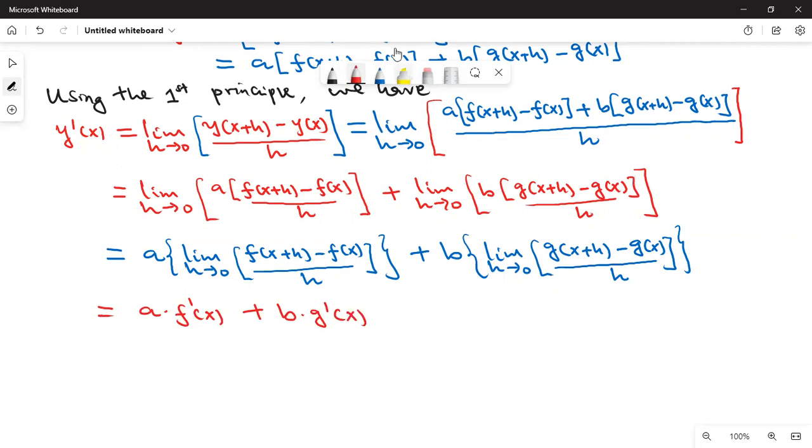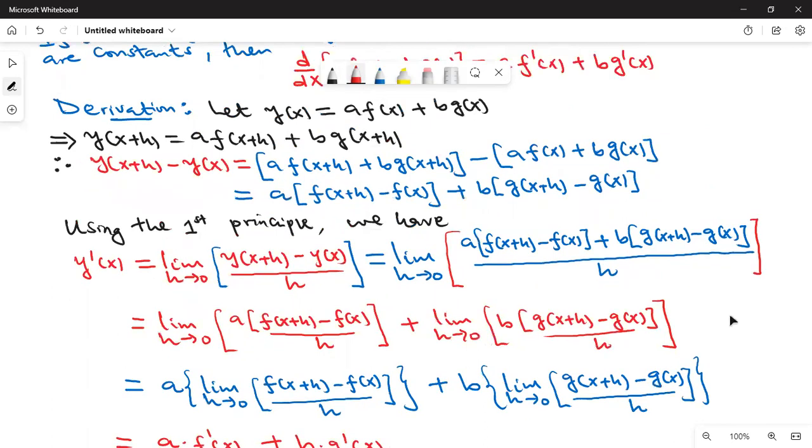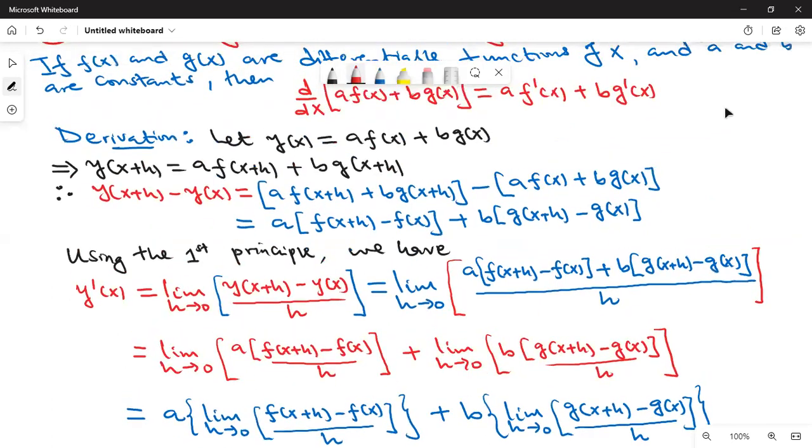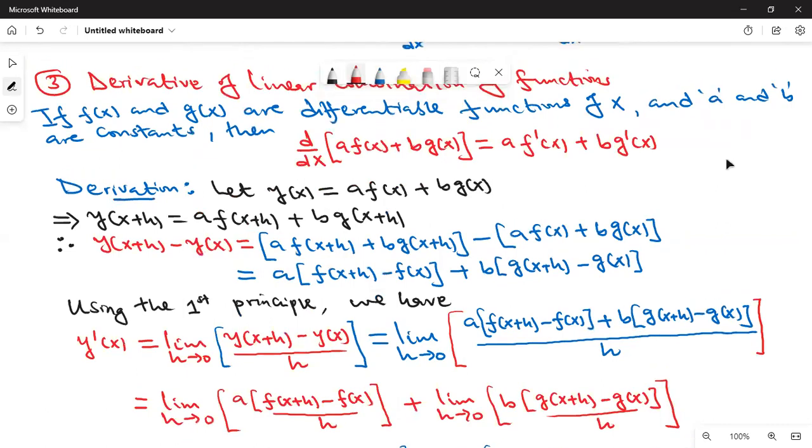So we have shown that when you start with a times f of x plus b times g of x, then your result should be equal to the constant a times f prime of x plus the constant b times g prime of x when you differentiate.